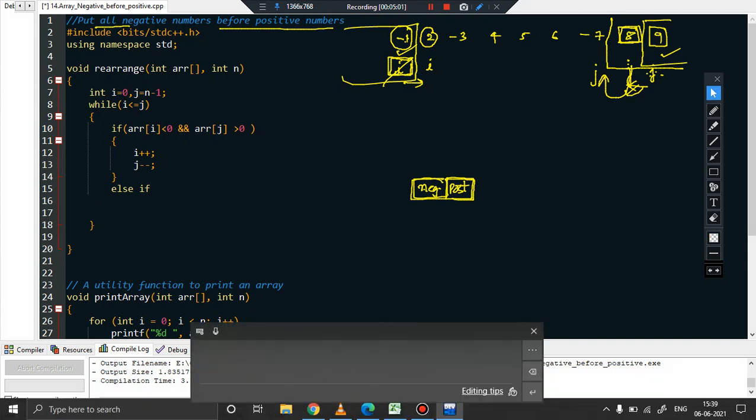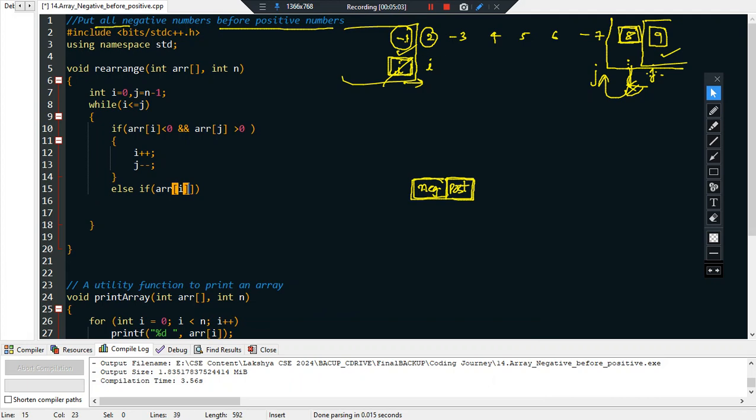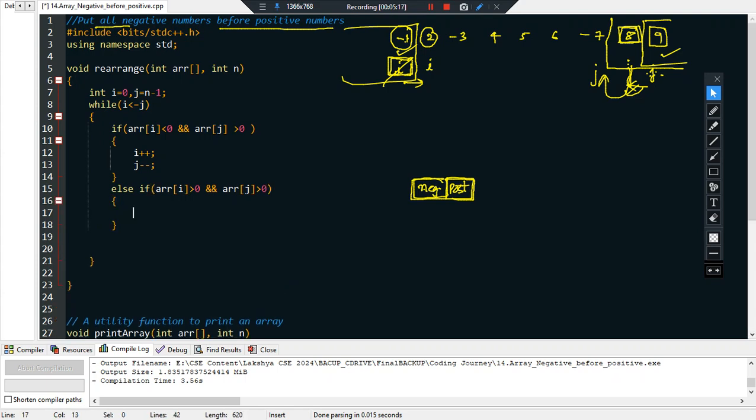So what you are saying, if we find that array of i is greater than 0, and at the same time if we find that array of j is also greater than 0, means if both are pointing to a positive element, then what is the step to this? The step says that if both are pointing to a positive element, then this particular j, which is now pointing to 8, is proving that it is in the correct position, because it has to be in the right only, because it is positive. So no problem with it, validate it, and j will move towards the left. So we will just perform j minus minus. Fine. But do you think we will perform i plus plus?